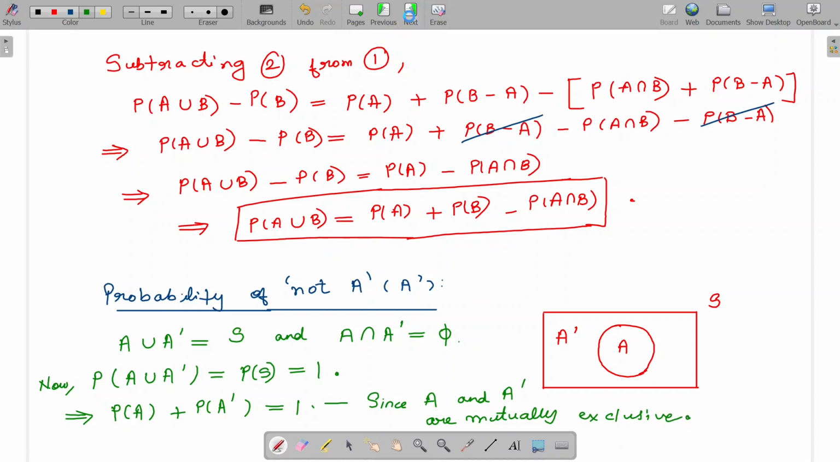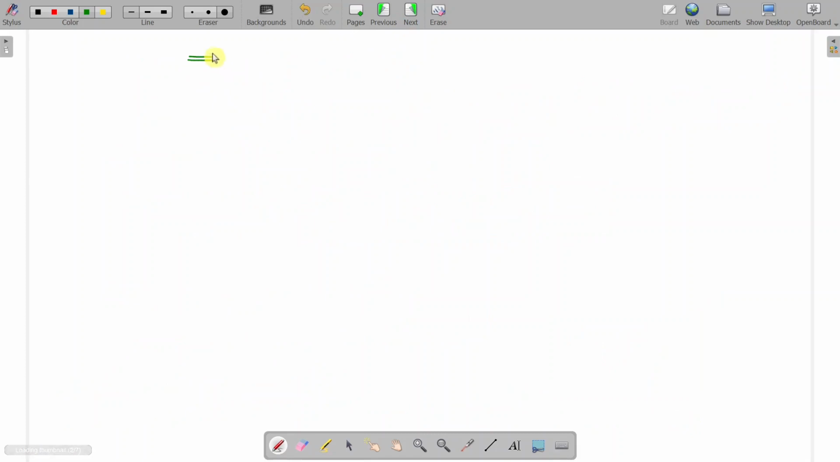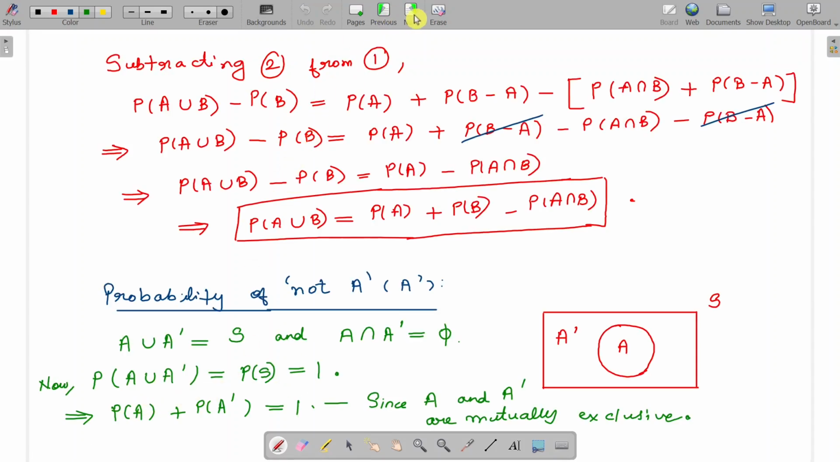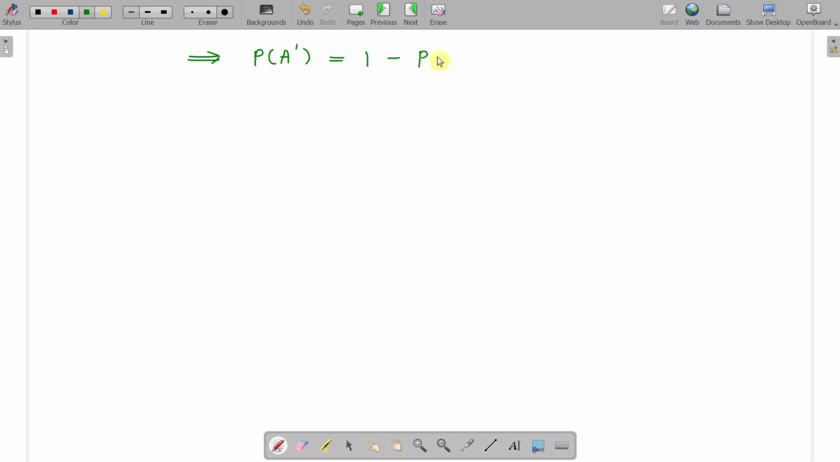So this implies probability of A complement is equal to 1 minus probability of A. This is the formula: probability of A complement is equal to 1 minus probability of A.